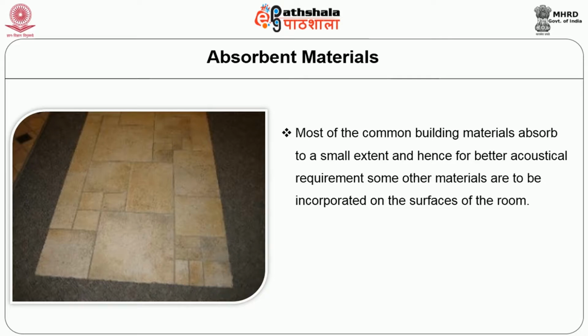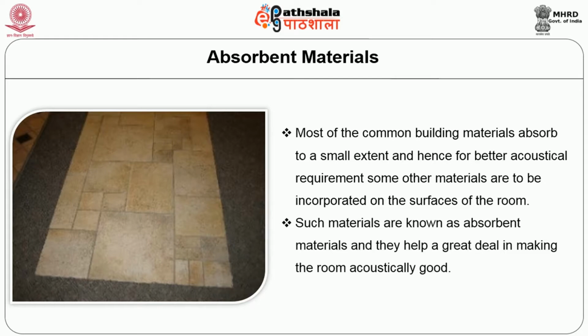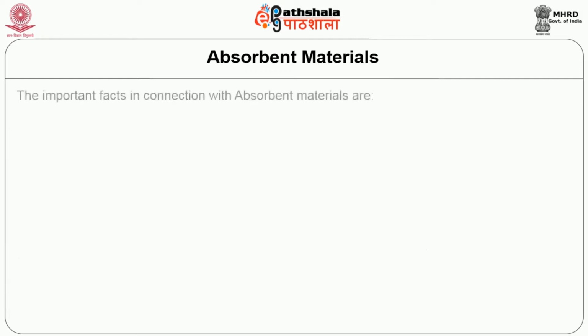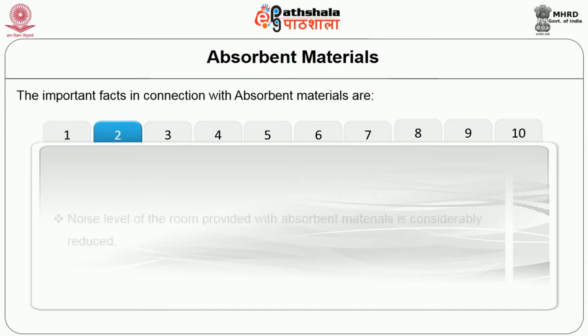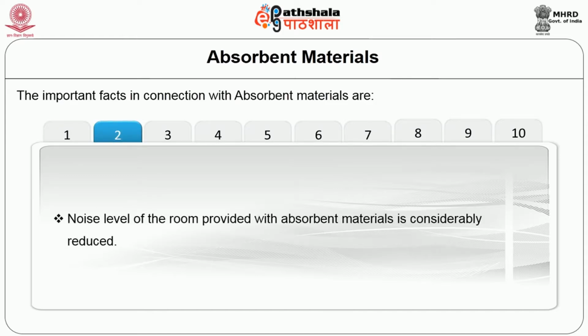Absorbent materials. Most of the common building materials absorb sound only to a small extent, and hence for better acoustical requirements, some other materials are to be incorporated on the surfaces of the room. Such materials are known as absorbent materials and they help a great deal in making the room acoustically good. The important facts about absorbent materials are: an ideal absorbent material should be economical in construction and maintenance, waterproof, proofed against pests, sufficiently strong and good in appearance.